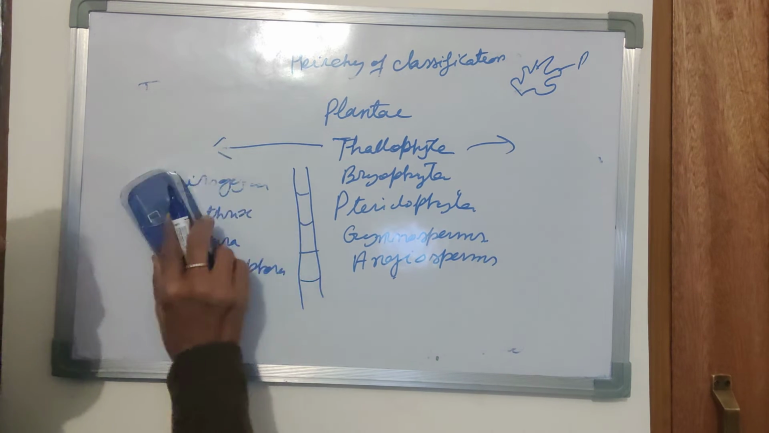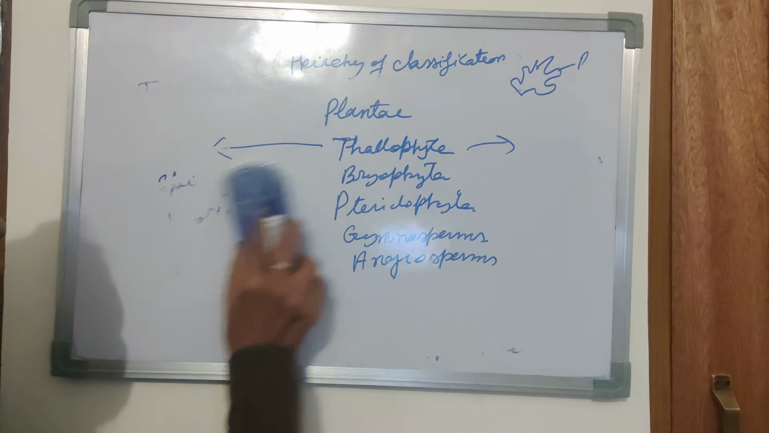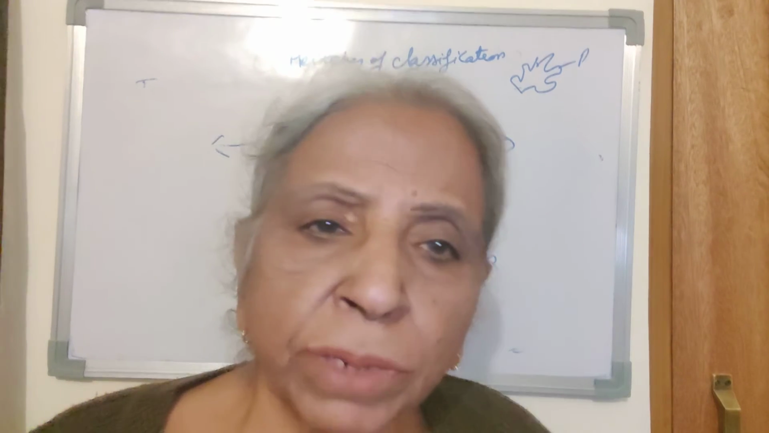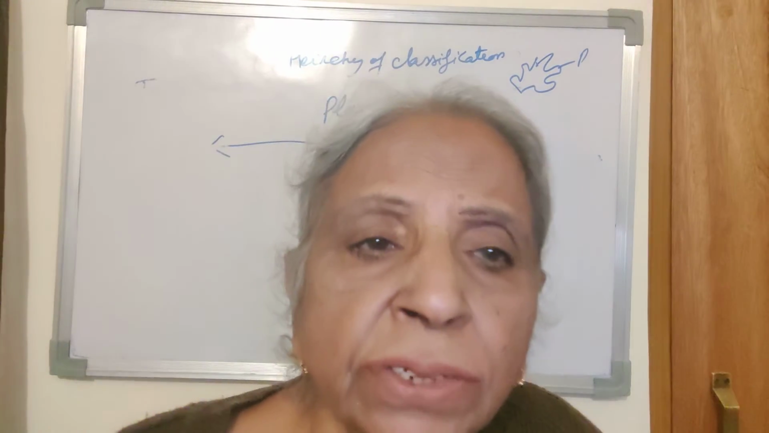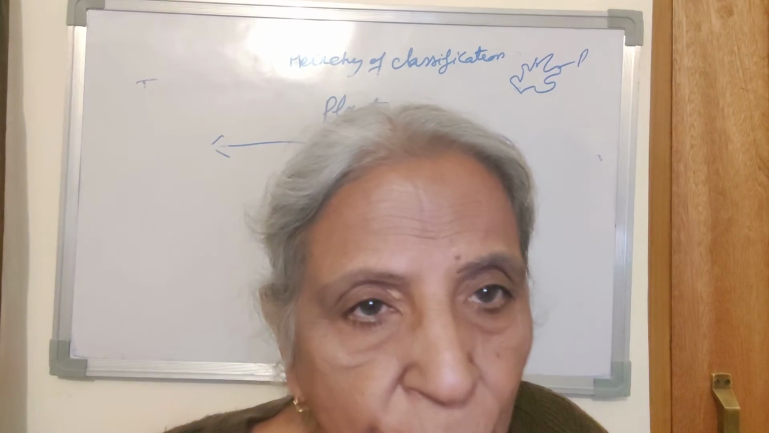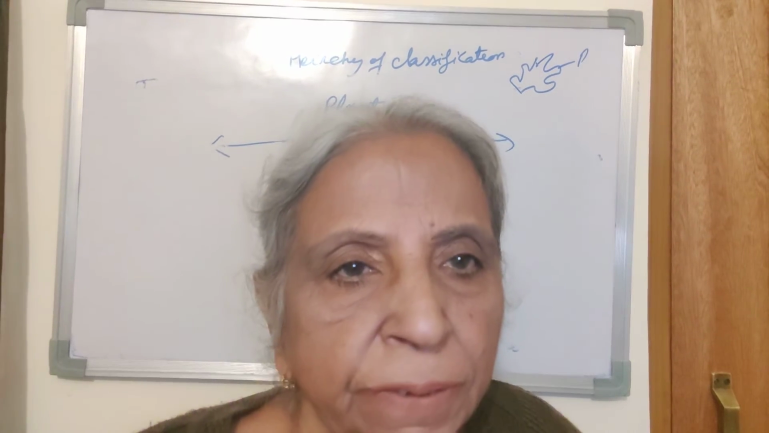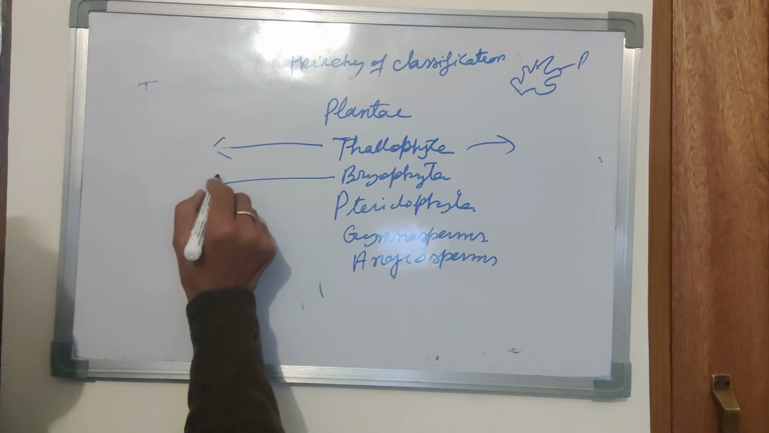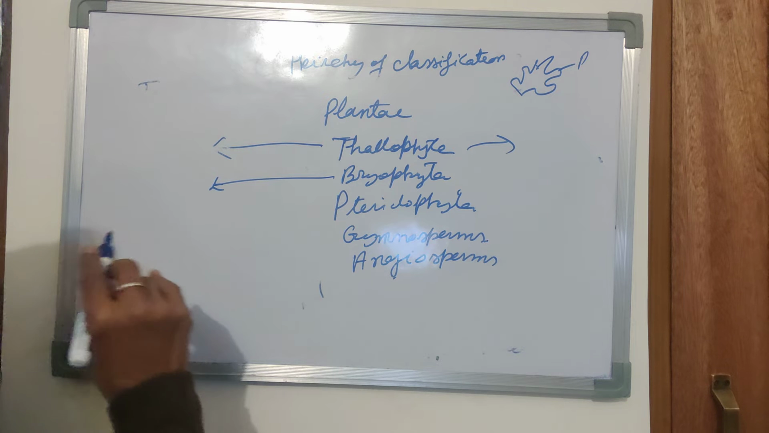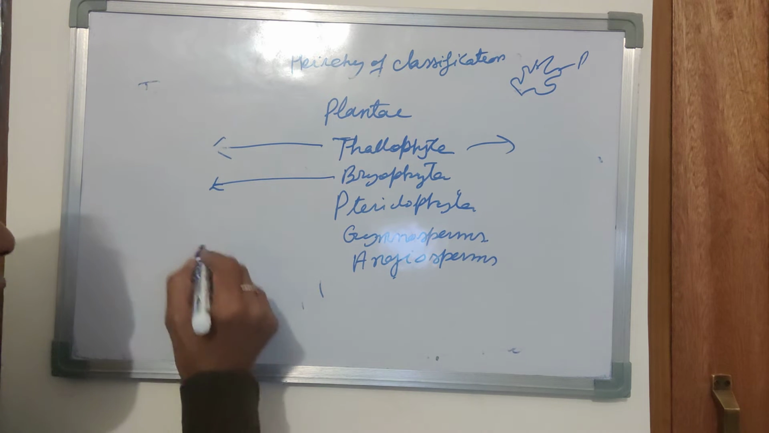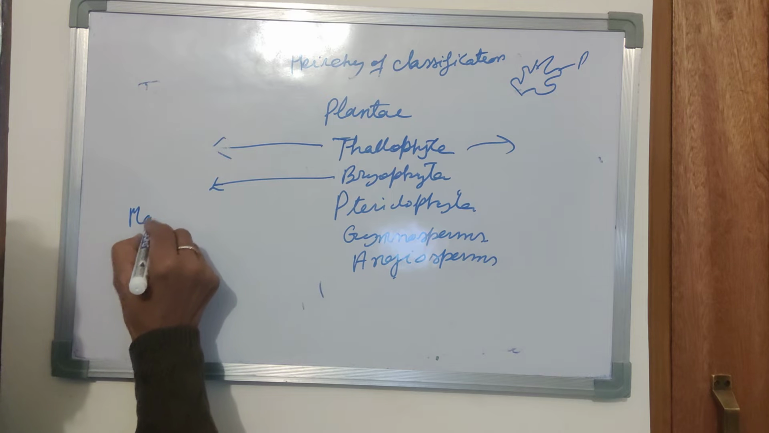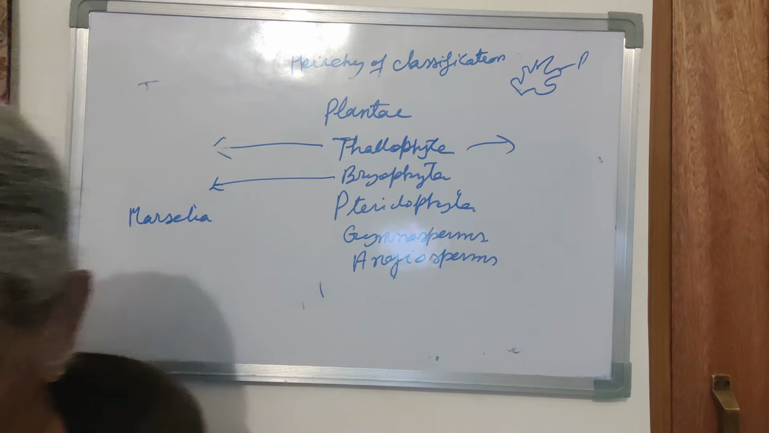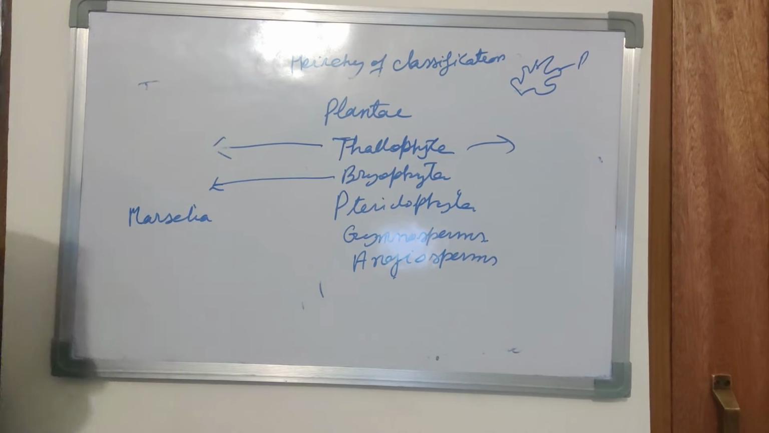Then is Bryophyta. In Bryophyta, stem and leaf-like structures are present, but they are not true stem and leaves. No transporting tissue, no vascular bundle, no seeds. So examples are Marchantia and Funaria.